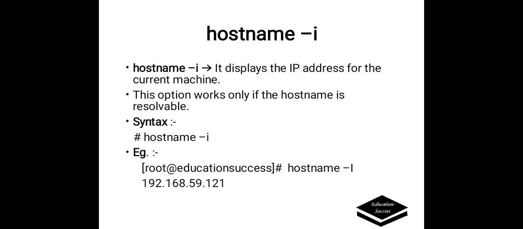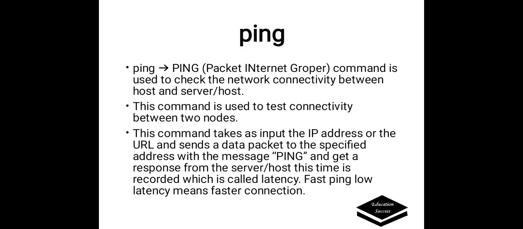Hostname with option -i. It displays the IP address for the current machine. This option works only if the hostname is resolvable. Syntax: hostname -i. Example, root at education success, I write the command hostname -i, so it will give me the IP address of my system, like 192.168.59.128. This is the IP address of my system.